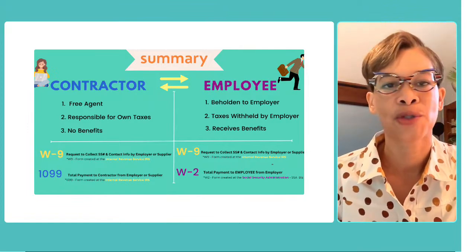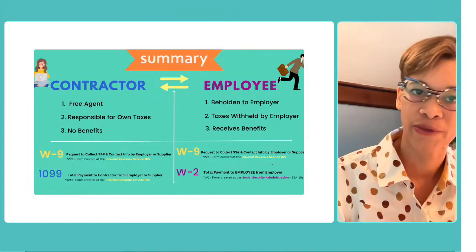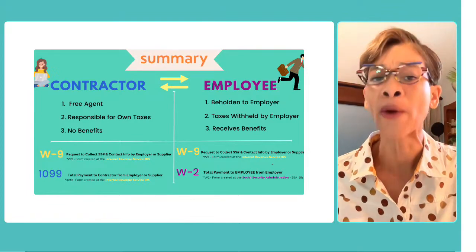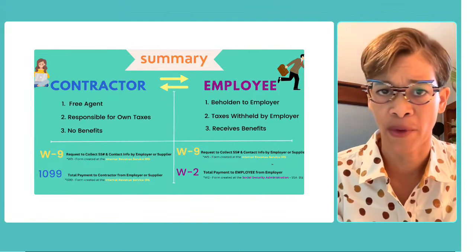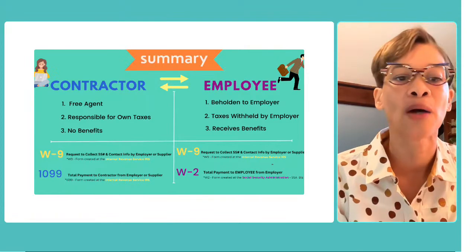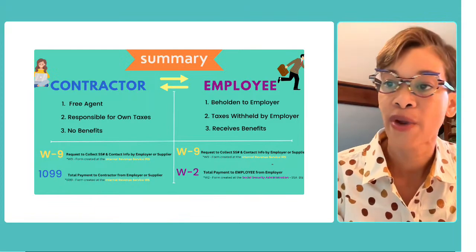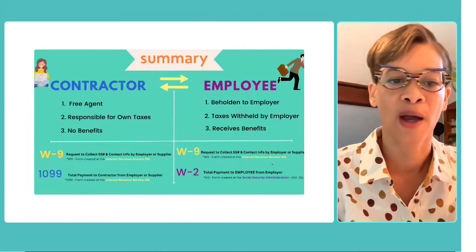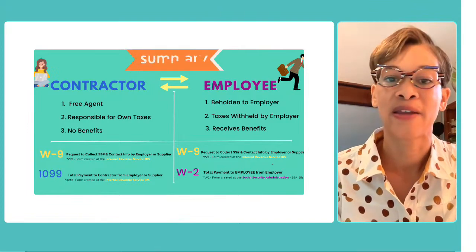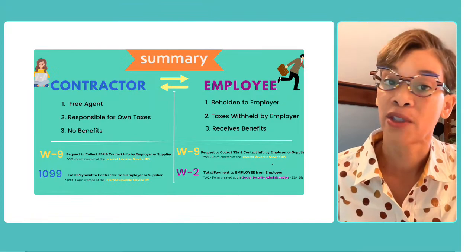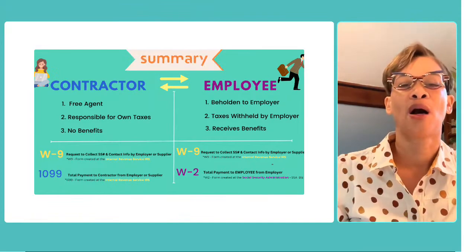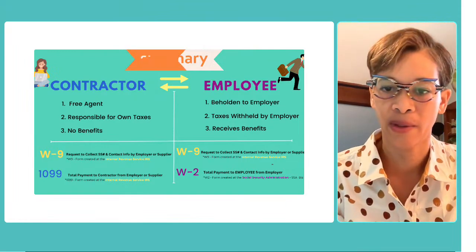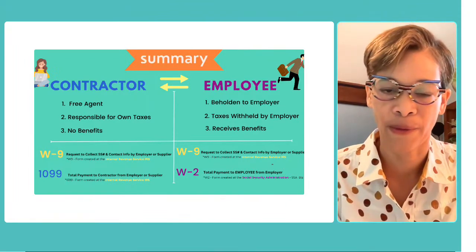Both entities have to fill out a W-9, which is a request for your information with your social security number and your contact information, or your federal tax ID number if you're a business and you're filling out the W-9. If you're a contractor, you will receive a 1099 that will be issued by the employer, a form from the IRS. And if you are an employee, you'll receive a W-2, which is the summary of your pay that has been paid to you, along with the withdrawals and so forth from your pay.